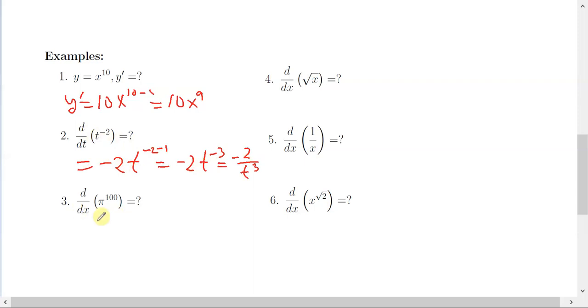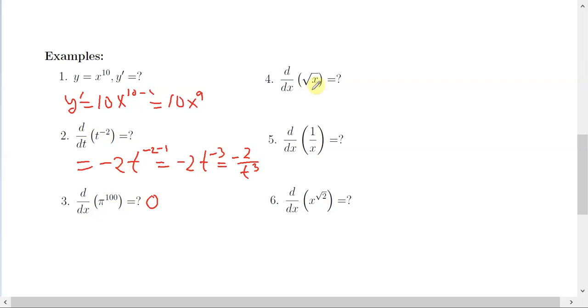Okay, number 3, the derivative with respect to x of pi to the 100. Now, you see an exponent there, just jump in and start using the power rule. Recognize that pi to 100 is a constant, so this actually goes from the constant rule, that's 0. It's a little tricky to try to fool you like that, but anyway, just make sure you know what you're taking the derivative of.